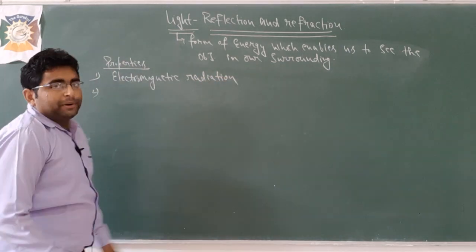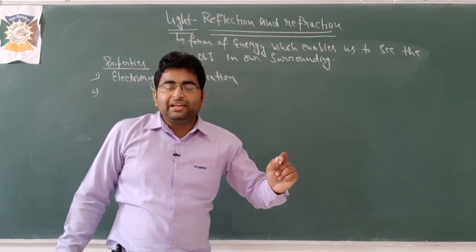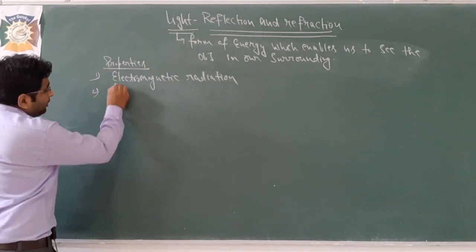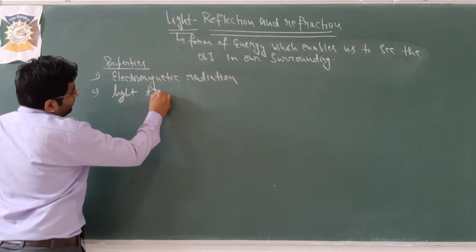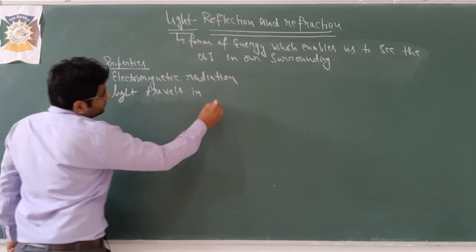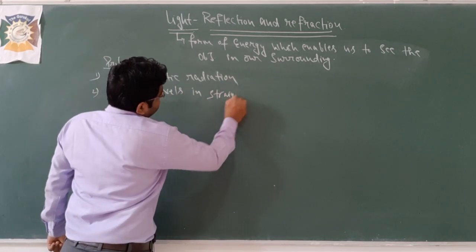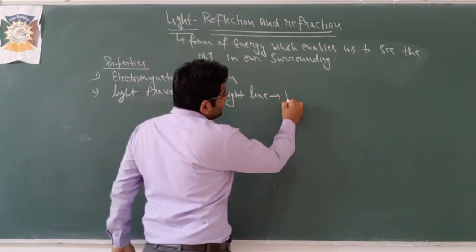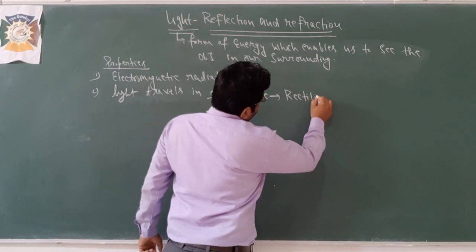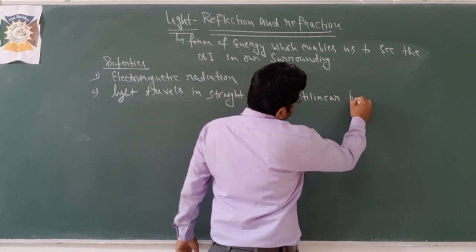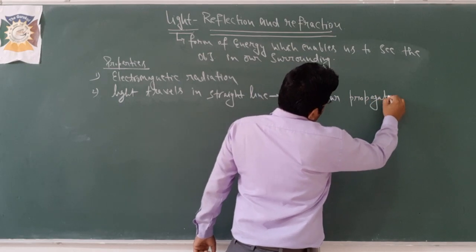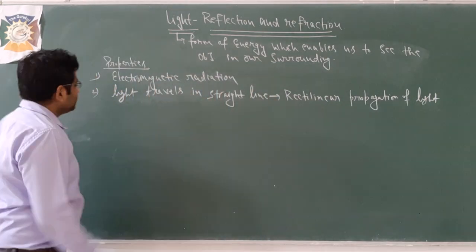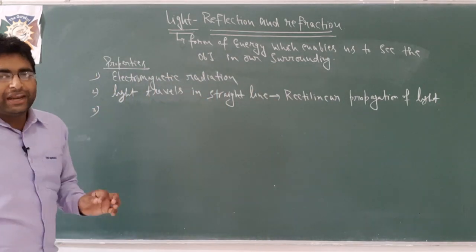Second, light travels in a straight line, and this property of light is known as rectilinear propagation of light. Clear? Okay, beta.